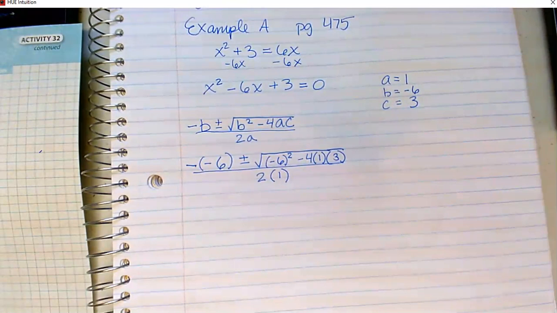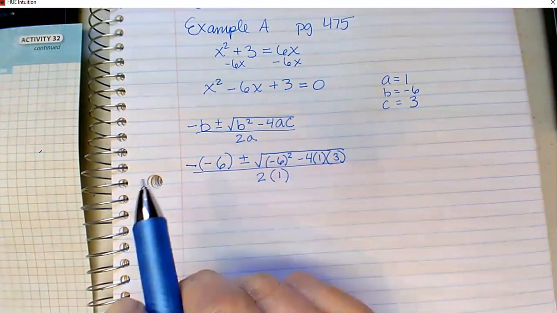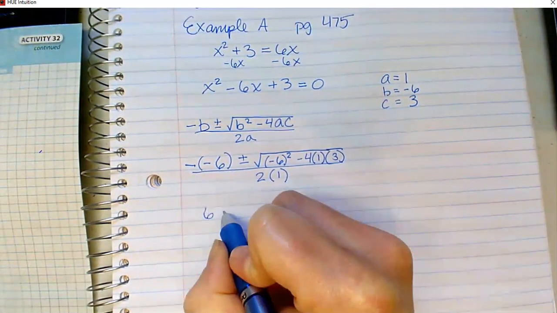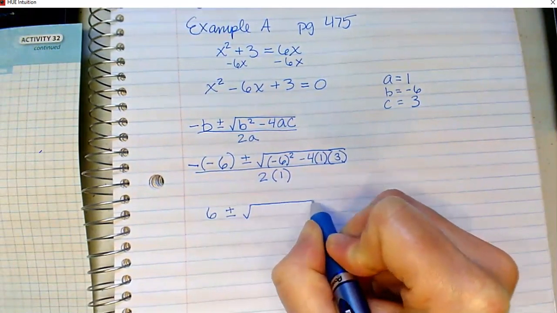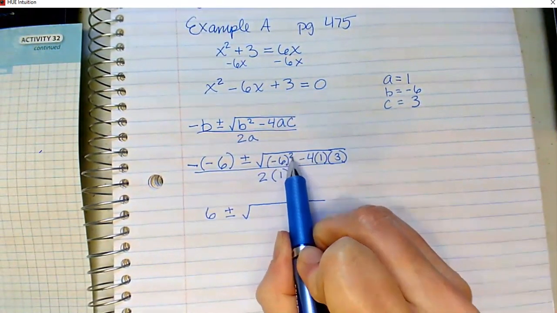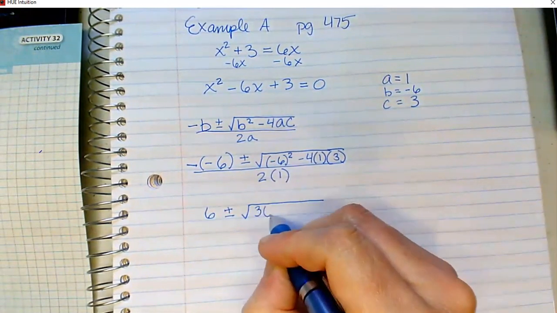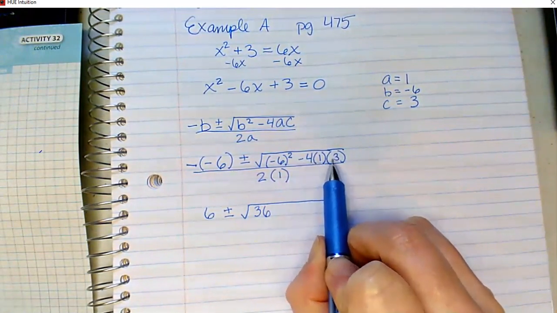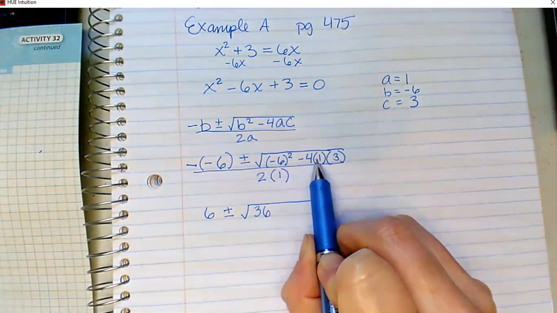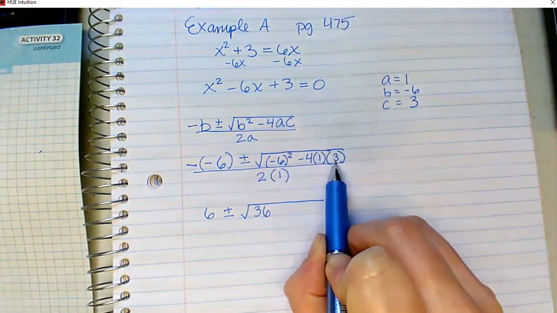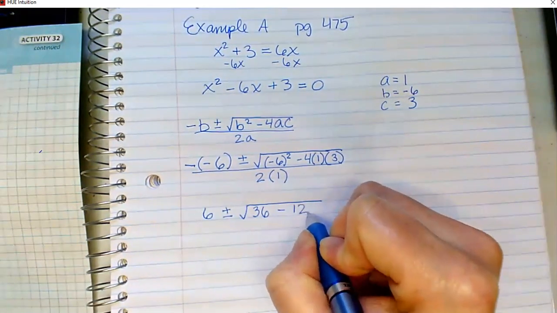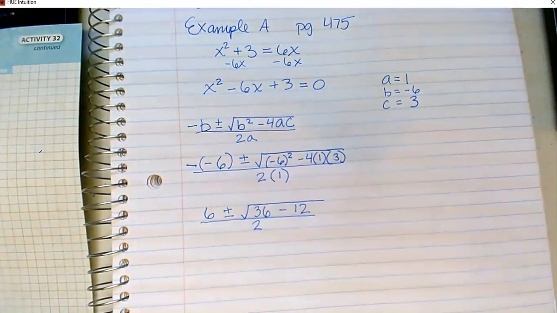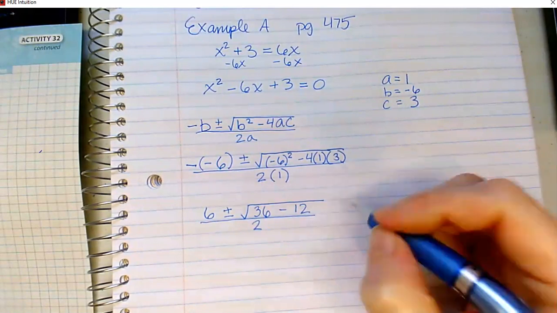So literally, I'm just plugging numbers into this formula, and here is how I'm going to simplify. -1 times -6 gives us +6, plus or minus the square root of -6 squared. That's -6 times -6, which is 36. Okay, minus 4 times 1 times 3. So -4 times 1 is -4, times 3 is -12. So I'm going to put -12 and then divided by 2 times 1, which is 2. Okay, let's keep simplifying.